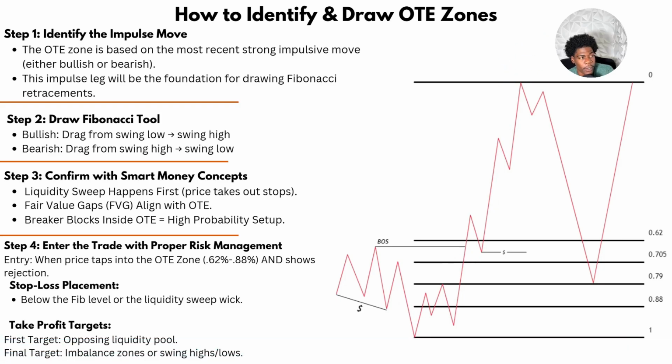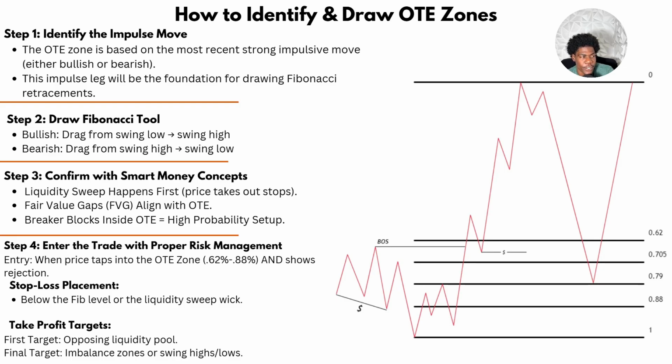Step 3 is to confirm with smart money concepts. Liquidity sweeps happen first, price takes out stops, and then we may get a fair value gap that is aligned with our OTE or a breaker block inside of the OTE. This right here is a high probable setup. And for step 4, we enter the trade with proper risk management.